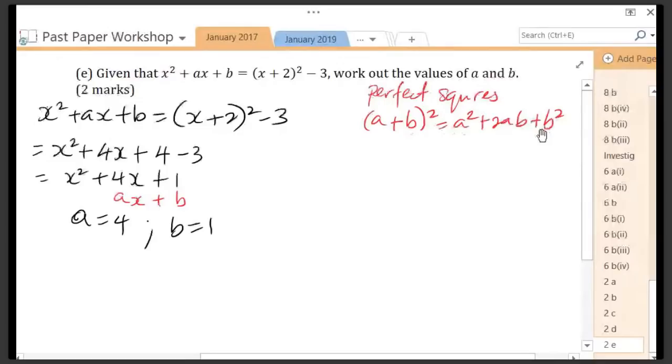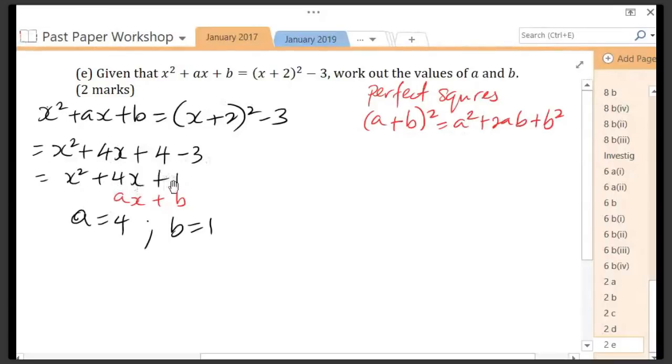Okay? Now I use that here. The first term here, x, is a, and b here is 2. Okay? So a squared is x squared. 2ab, 2 multiplied by 2 is 4. 4 multiplied by x here is 4x. And b squared, 2 squared is 4, minus 3. Okay? Notice here that we have x squared plus 4x, 4 minus 3 is 1.